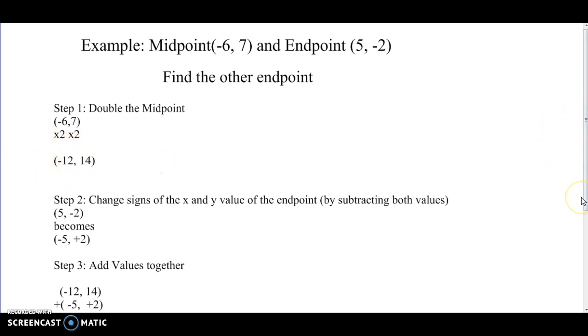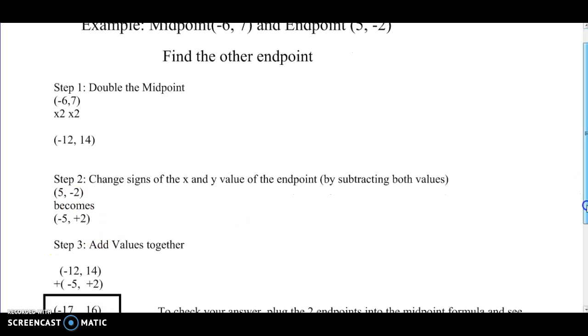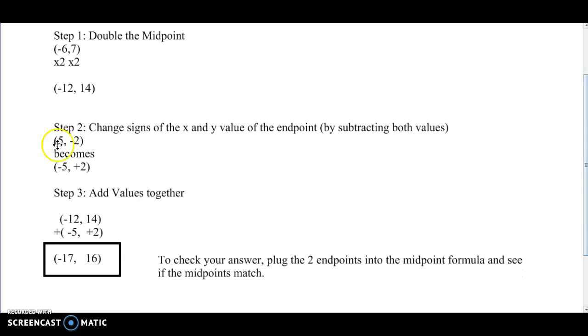Then we would change the sign of the endpoint. So we have +5, -2. So we're going to make that -5, +2. And then we're going to add the doubled midpoint and the endpoint with the different signs together. So we're going to add -12, 14 and -5, +2 together. So -12 plus -5 is -17. +14 plus +2 is 16. So the missing endpoint is going to be -17, 16.